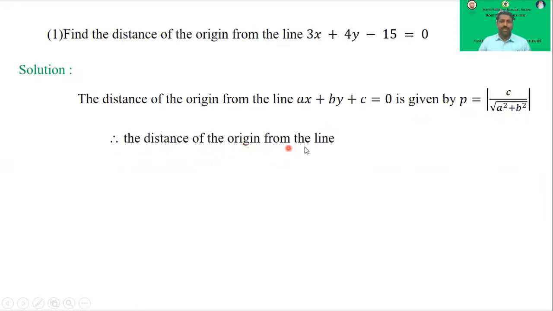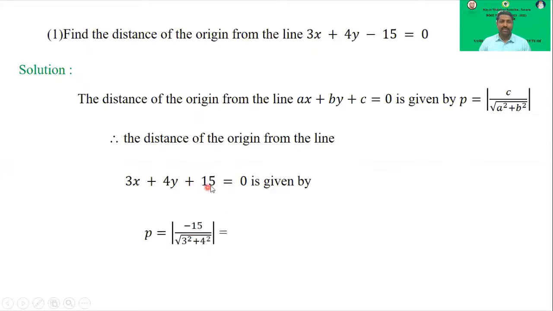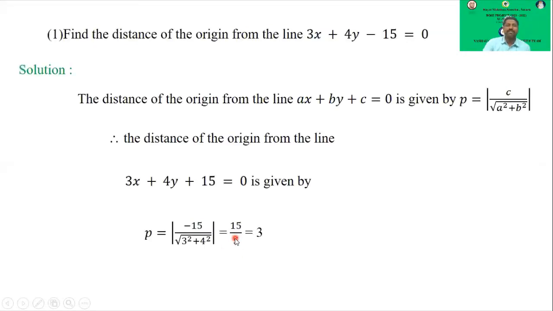Therefore, the distance of the origin from the line 3x + 4y - 15 = 0 is given by p = |c|, which is 15, upon the square root of the sum of squares of the coefficients of x and y. So 3 square is 9, 4 square is 16, 9 plus 16 is 25, and the square root of 25 is 5. So 15 upon 5 is 3. So the distance of this line from the origin is 3.